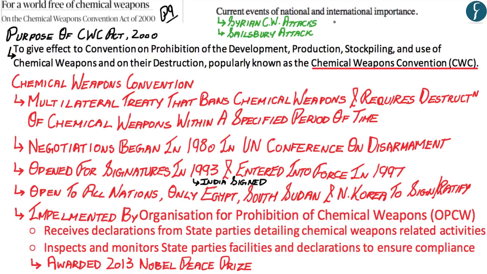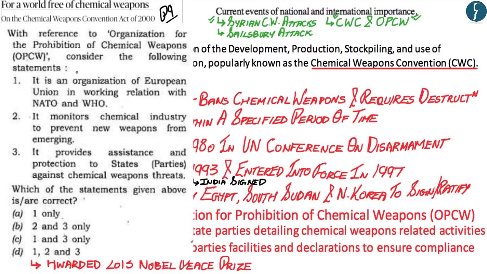And it is within this context that the Chemical Weapons Convention and OPCW have gained international importance, wherein the use of chemical weapons in Syria and the use of chemicals against an individual in the United Kingdom in the Salisbury attack both violate the principles of the Chemical Weapons Convention and have led to the OPCW monitoring both these situations.